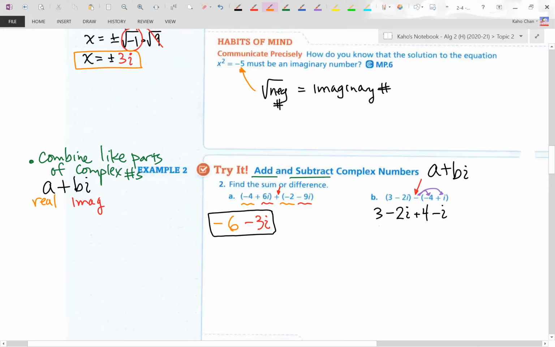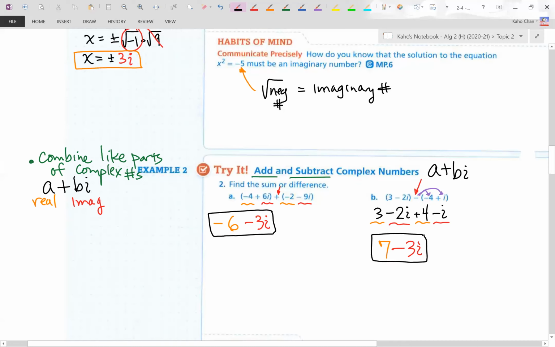Combine like terms. In this case, combine the real parts. 3 plus 4 is 7. Great. And then the imaginary parts, -2i and minus 1i is -3i. And that's it.